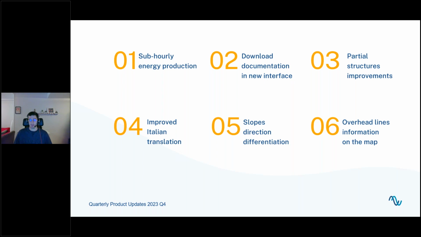Another major feature from last quarter is the slopes direction differentiation. With this new tool, our users can differentiate between the structures that are facing north or facing south and put different limits from the topography analysis so that they can have more control over the topographical restrictions. Last but not least, we have also added more information about the overhead lines on the map directly from the design process tab and from the results page.